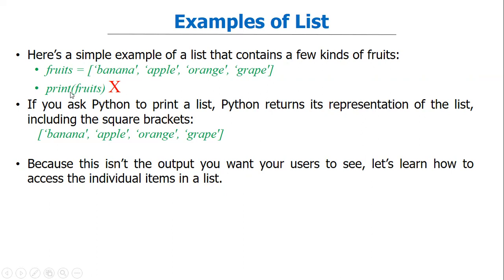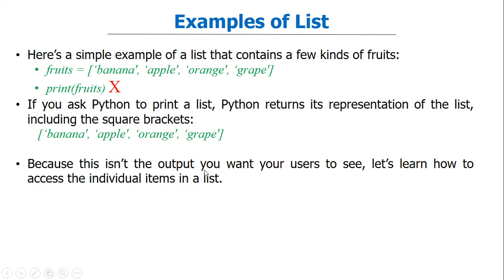Now, if you go ahead and type print fruits, that is the wrong way of printing a list. If you ask Python to print a list, Python returns its representation of the list, including the square brackets. So if you go ahead and print this, Python will print exactly this to you, but this is not what you want your users to see.